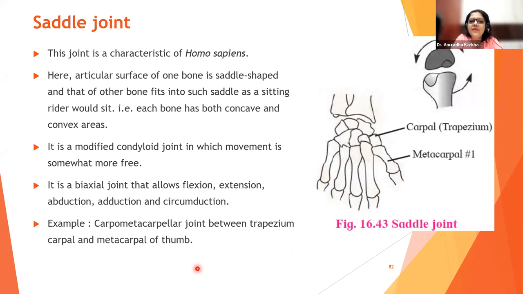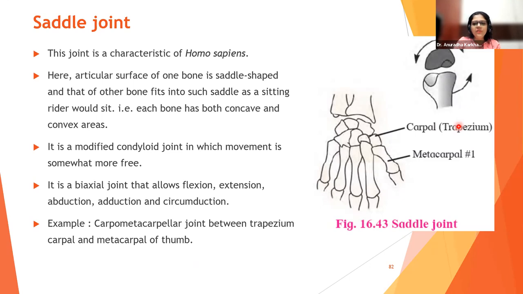Here, the articulating surface of one bone is saddle shaped, and the other bone fits into such a saddle as a sitting rider would sit. That is, each of the bones has a concave and convex surface. You know what a saddle is? On the horse there is a seat on which the rider sits. That seat has a peculiar shape, and that shape is called a saddle. So here we have the saddle joints.